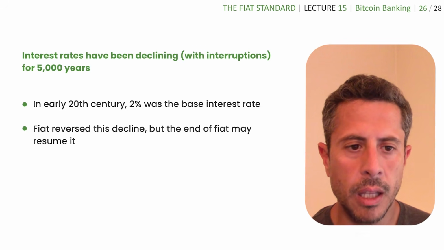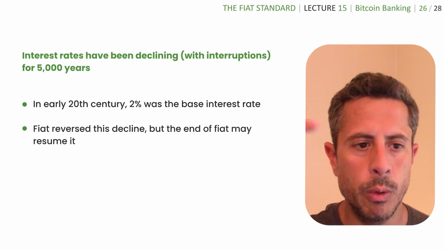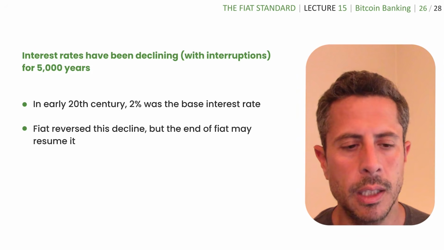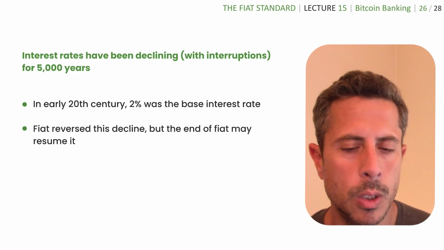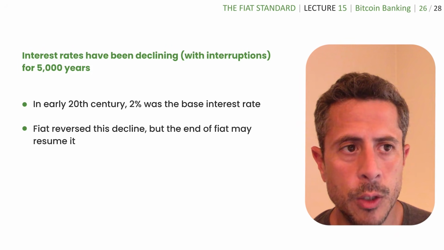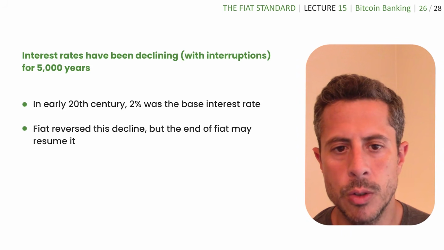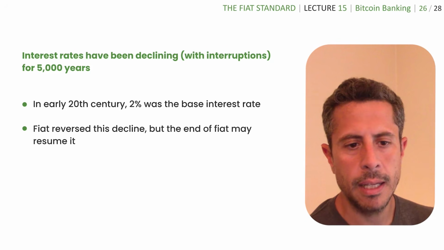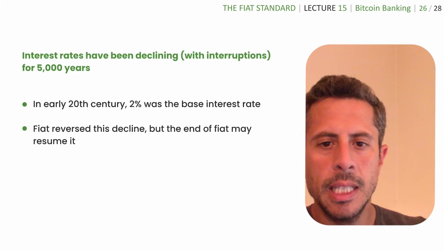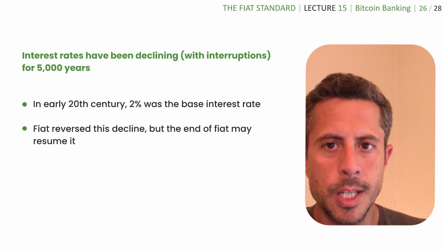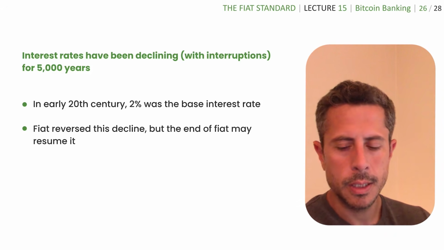And interest rates have been declining largely for the past 5,000 years. There have been a lot of interruptions, but historically we've got a trend of decline in interest rates over the last 5,000 years. The great study of this, which I mentioned in the book, is by Homer and Sylla. In the early 20th century, the base interest rate for the Bank of England was around 2%. That was the lowest interest rate for anybody. So you could think of it as the pinnacle of human civilization, when we managed to make our interest rate the lowest on the free market.